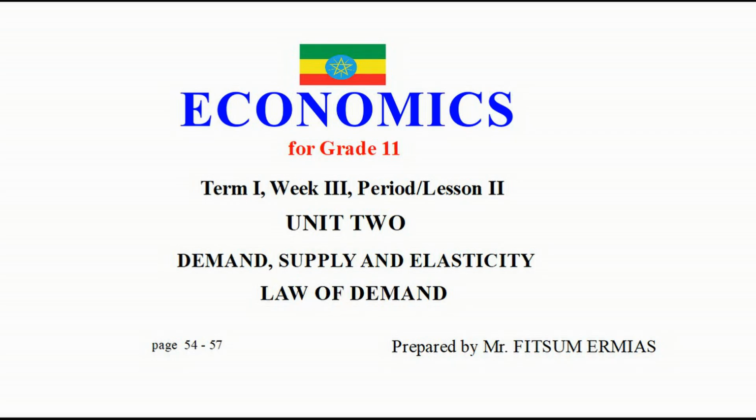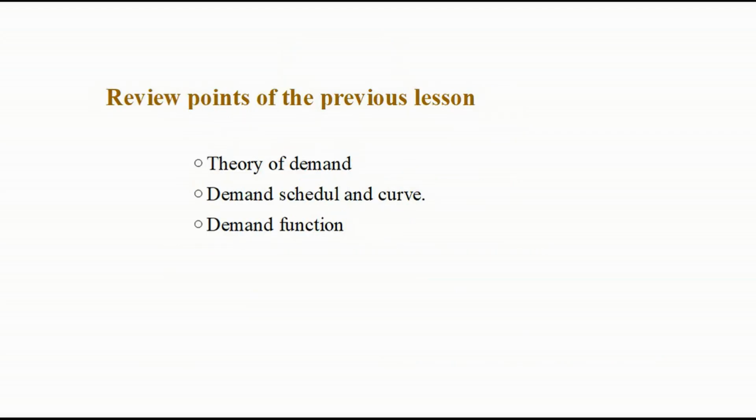Students, before we go to the main part of today's session, let us briefly revise the previous one. In the previous session, we dealt with the theory of demand, and we tried to see the meaning of demand and the way that we are going to represent demand. In economics, the term demand is different from that of the ordinary meaning. Demand refers to the amount of a commodity which an individual buyer is willing and able to buy at a given price during a given period of time.